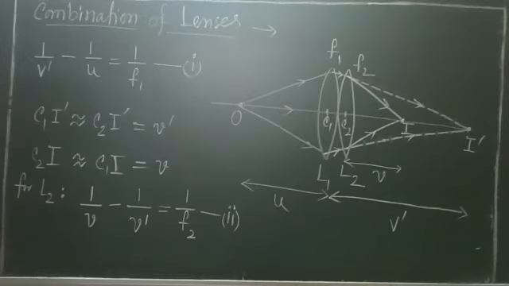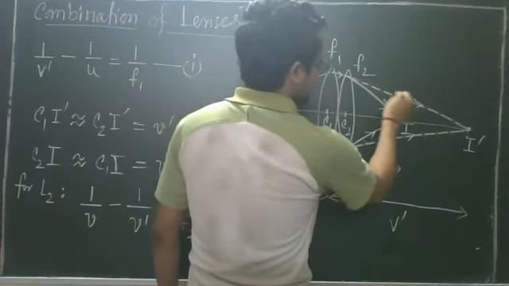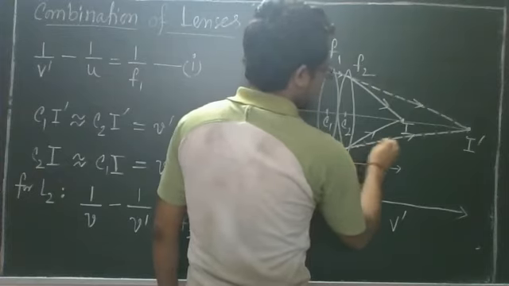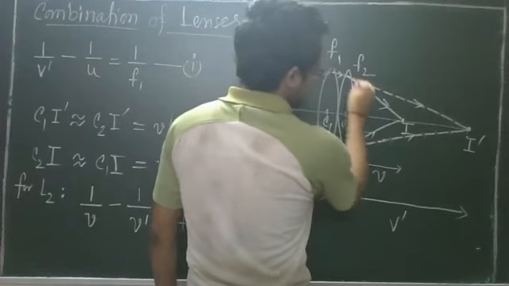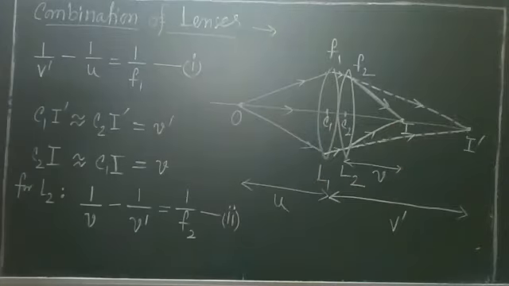Now what will we do? Now we will add these two equations. This is the diagram. Here this line is the dotted line, and this is the solid line. This is the actual image. So now we will add these two equations 1 and 2.